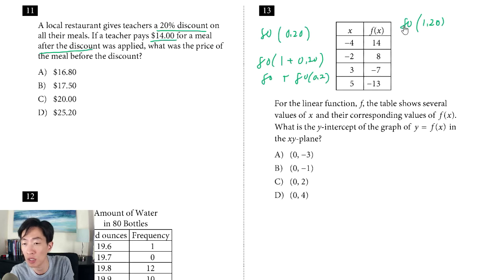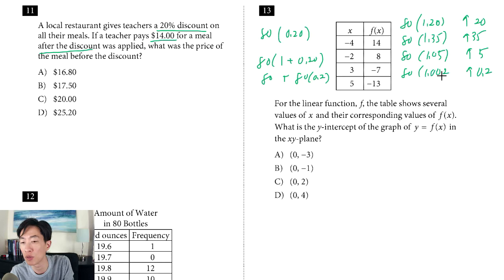So very quickly, increasing by 20%, you multiply by 1.2. If you want to increase by 35%, you want to multiply by 1.35. Increase by 5%, you want to multiply by 1.05. Increase by, this is a little harder, 0.2%, we're going to multiply by 1.002. And this you should be able to do very quickly.